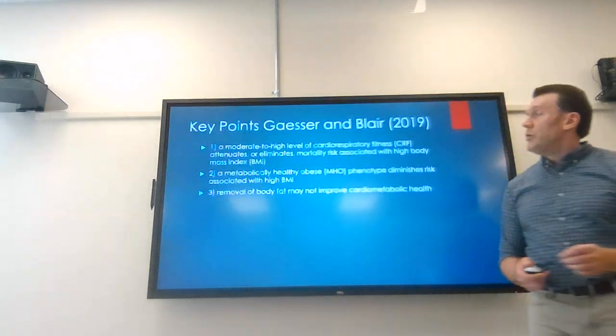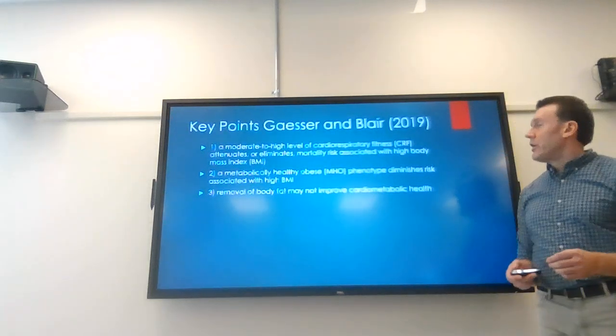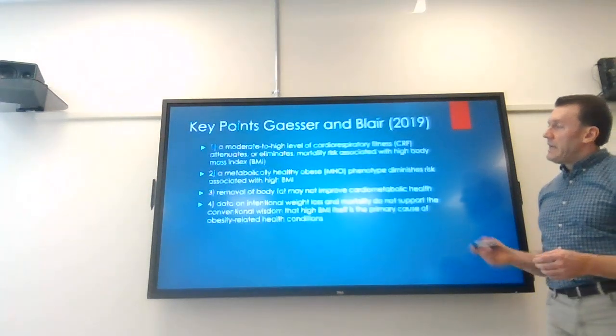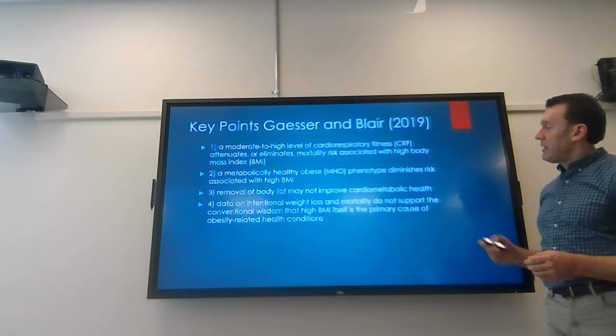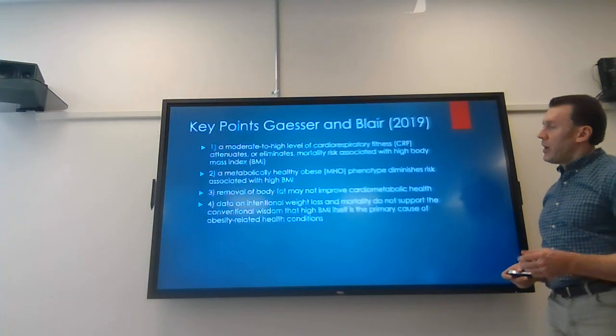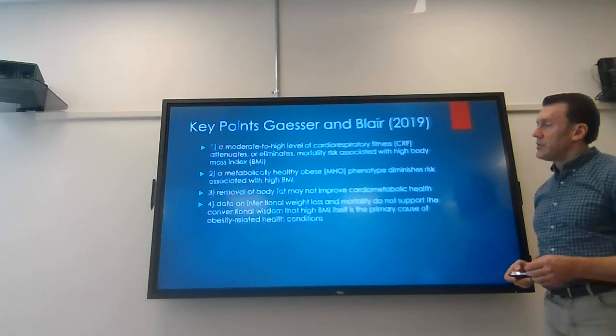Okay, so number three, removal of body fat may not improve cardiometabolic health. And then the fourth point, data on intentional weight loss mortality does not support the conventional wisdom that high BMI itself is the primary cause of obesity-related health conditions.